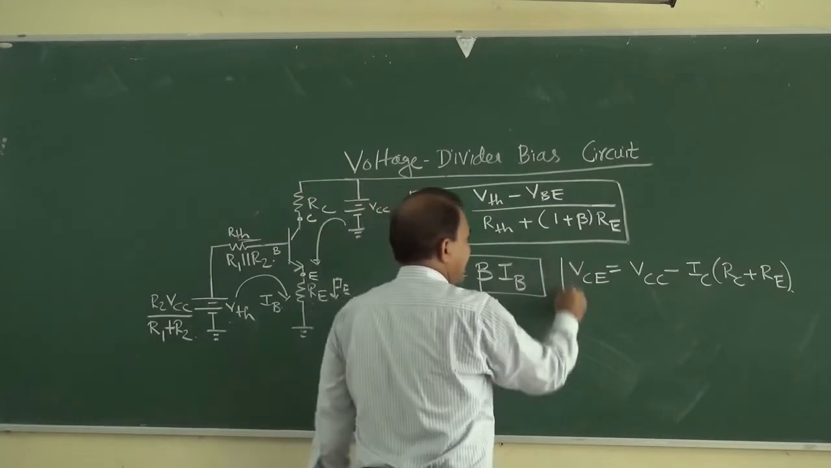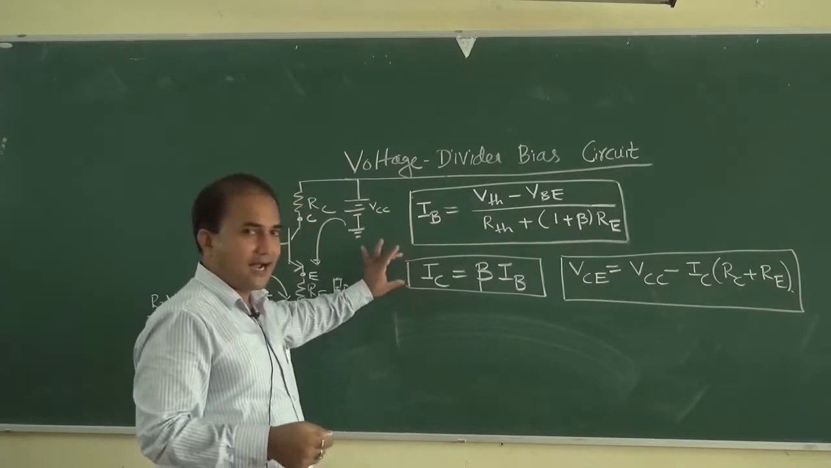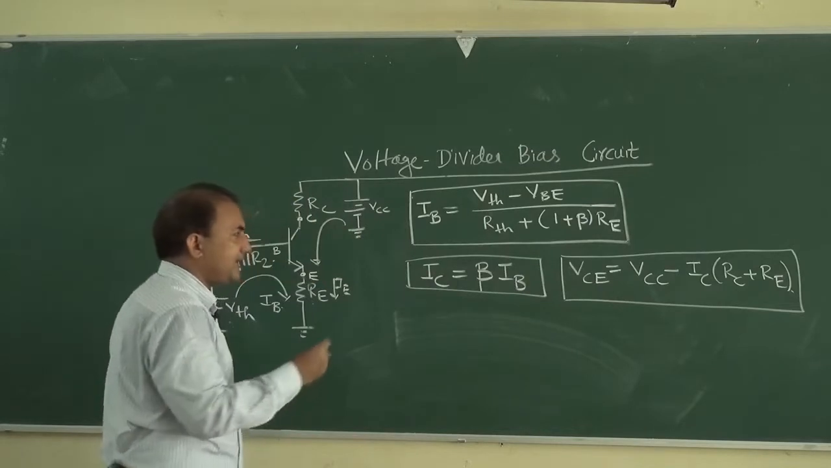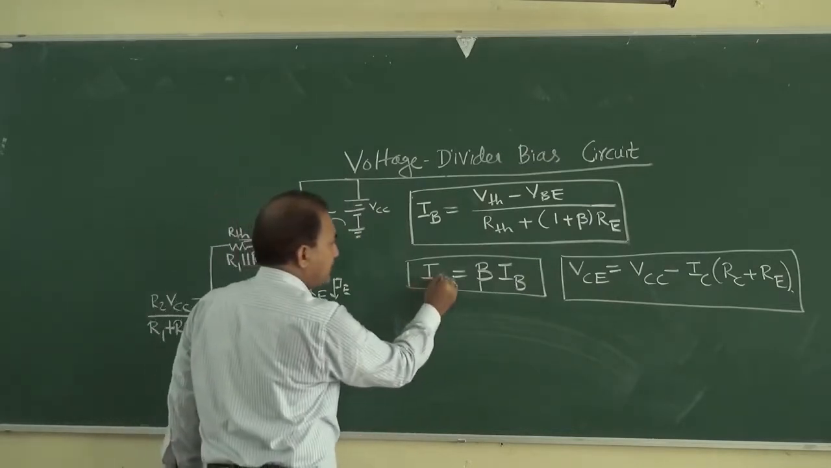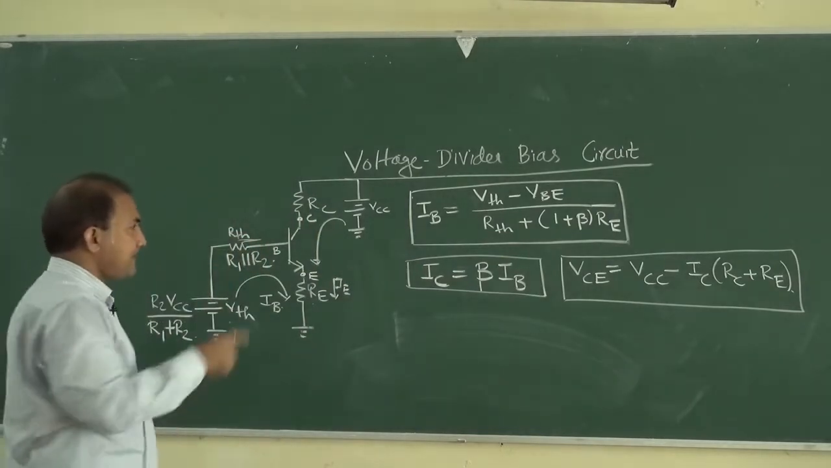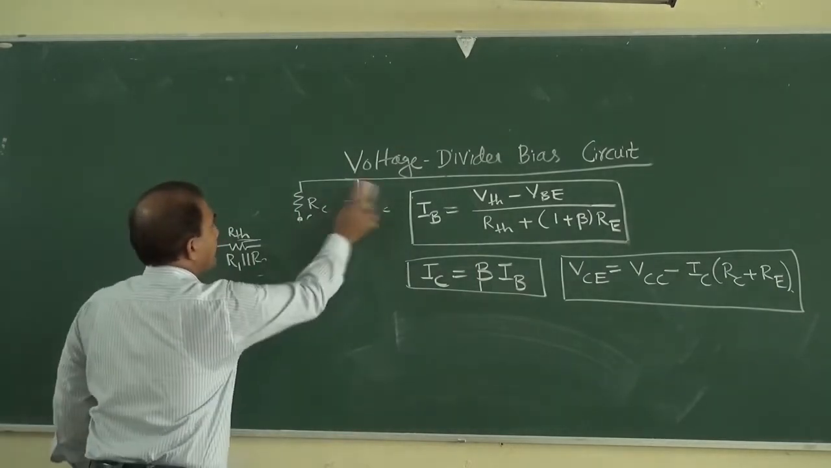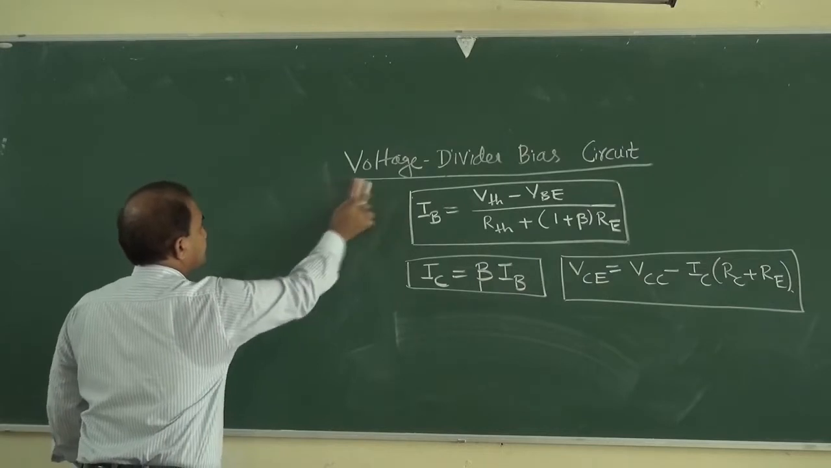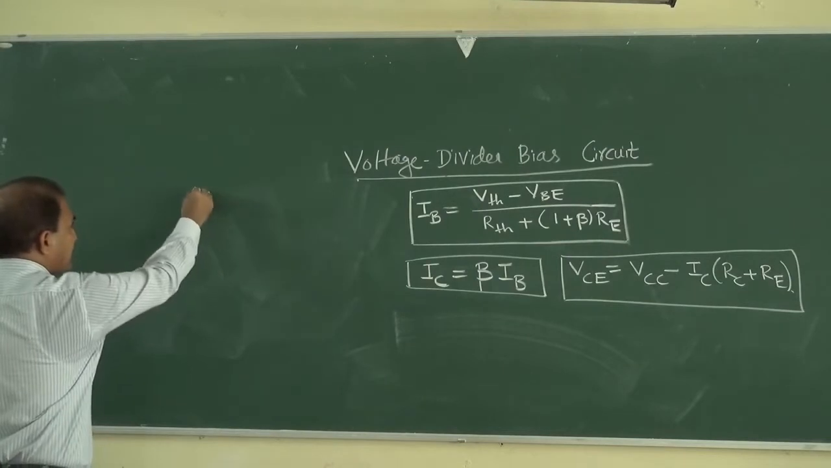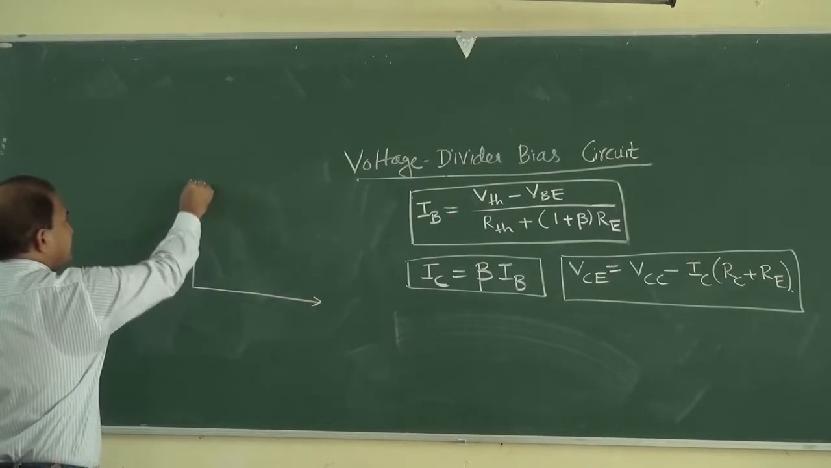So we have calculated the operating points. Operating points are IC and VCE. So in this way we can write down the expression for the operating point in case of voltage divider bias circuit. Okay. So then how can we represent this in load line analysis? How can we do the load line analysis for this voltage divider bias?